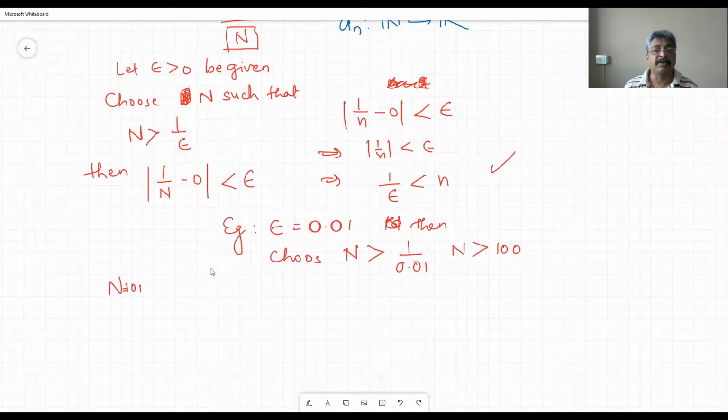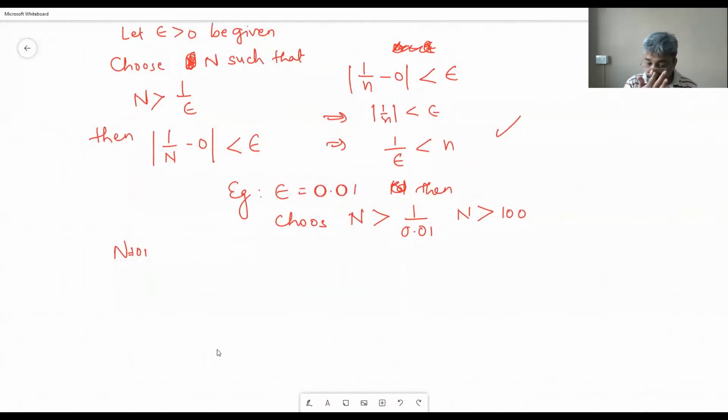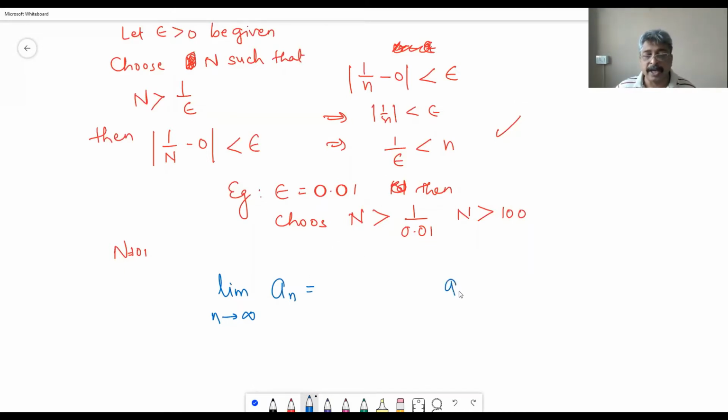Okay, let me check with you second. Limit n tends to infinity a_n is equal to... if a_n is equal to n, what will be the limit and why will it be the limit? Find and prove.